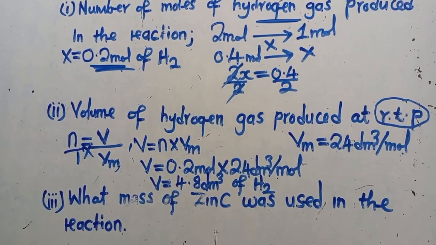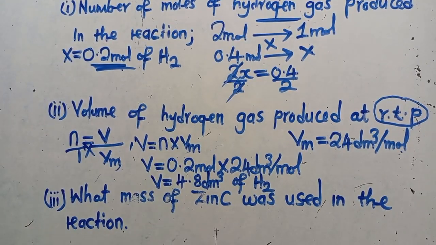We move now to the last question. The question is asking: what mass of zinc was used in the reaction? We want to find the mass of zinc that was used. For us to find it, we need to understand that the kind of calculation we are going to do here is a mole to mass calculation. I want to find the mass of zinc.